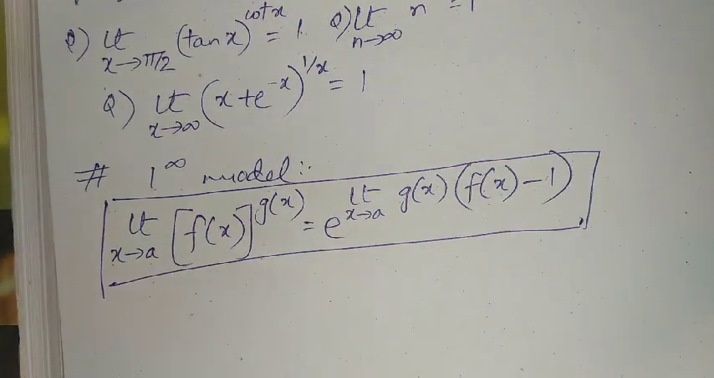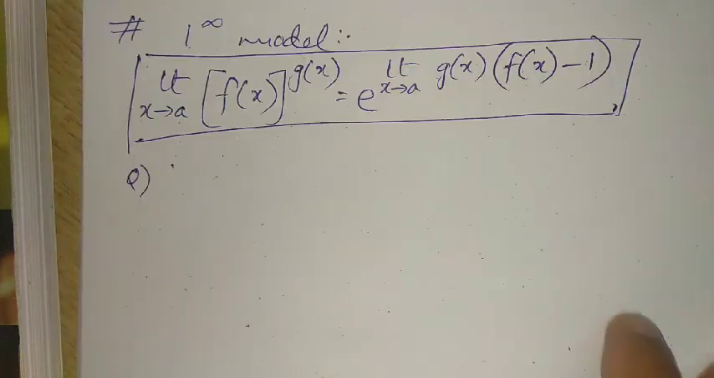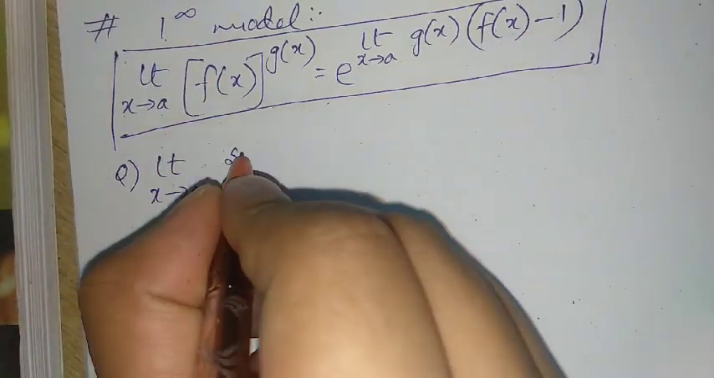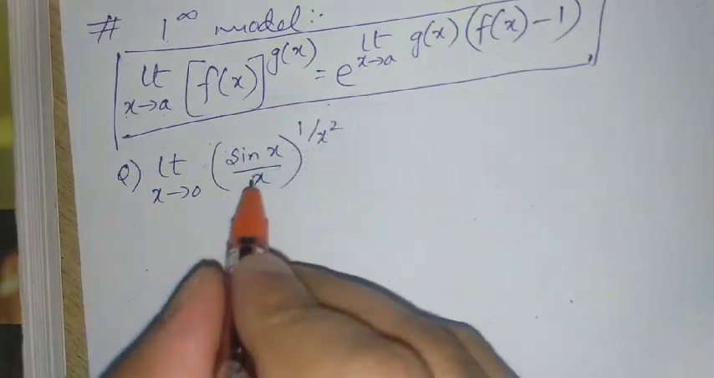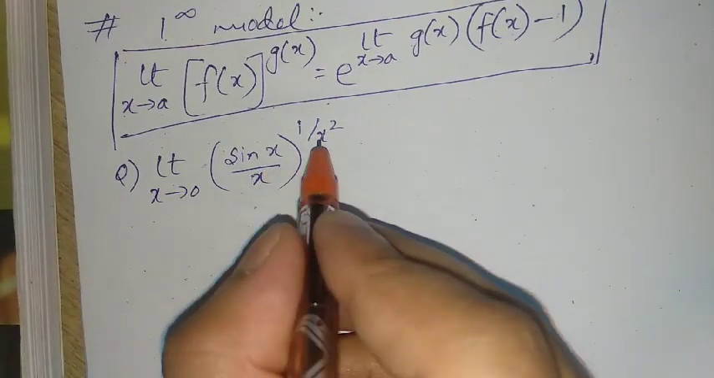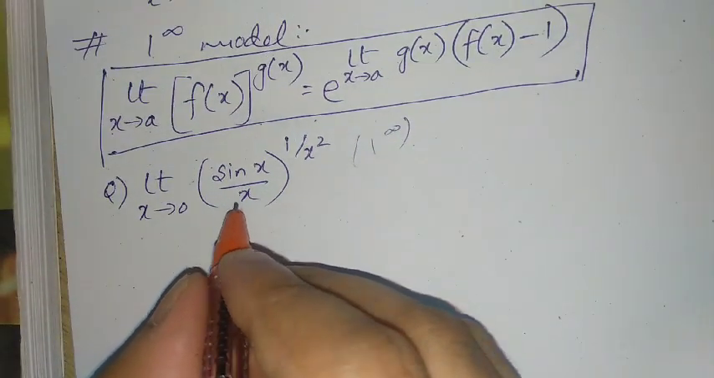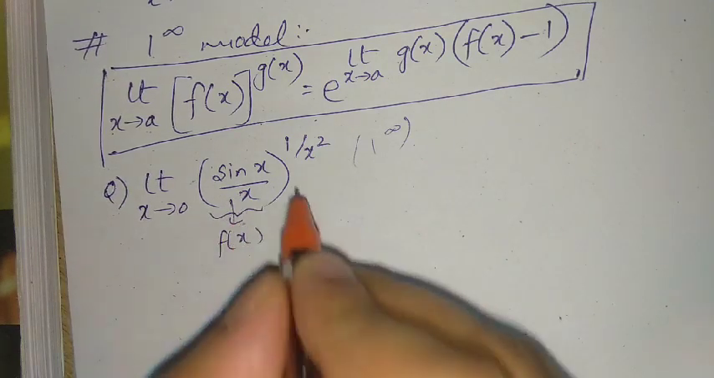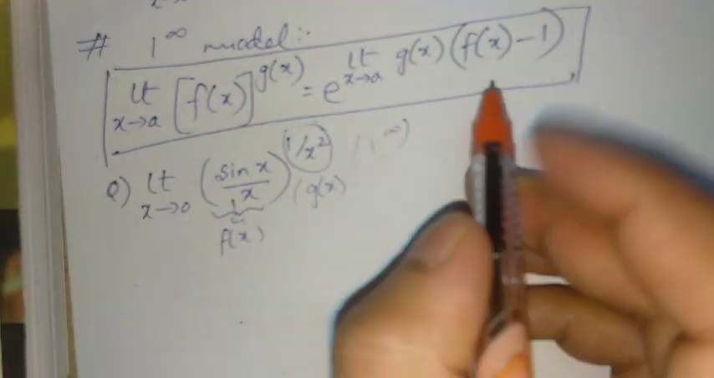We will do one question, and the question is limit x tends to 0, (sin x by x) to the power 1 by x square. So sin x by x, as x tends to 0, is 1, and 1 by x square, as x tends to 0, is infinity. So this is 1 to the power infinity. Here you have to first recognize which one is f(x) and which one is g(x). The base is f(x), and the power is g(x). So we will write in this form.